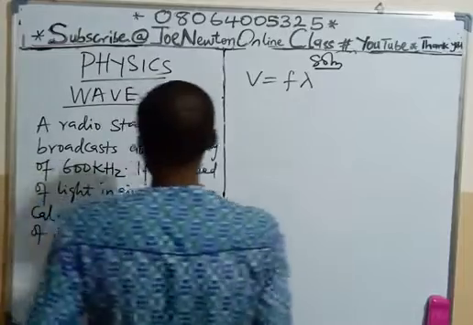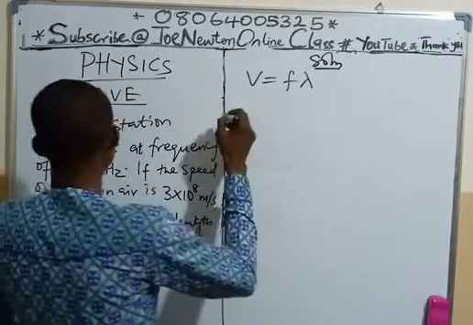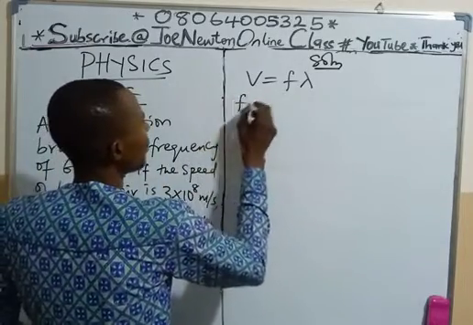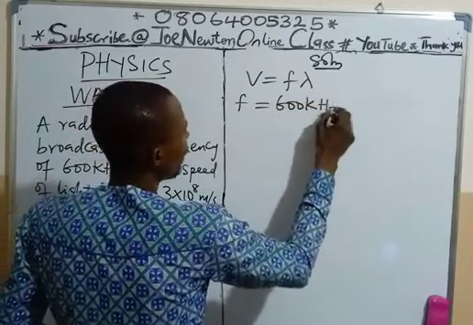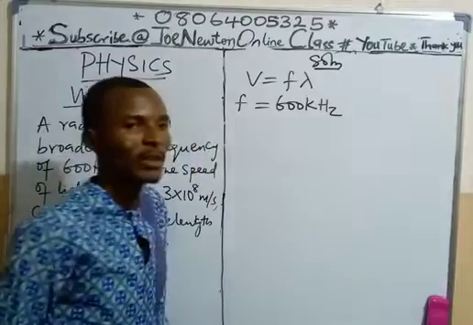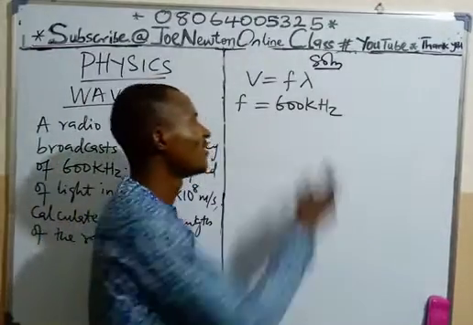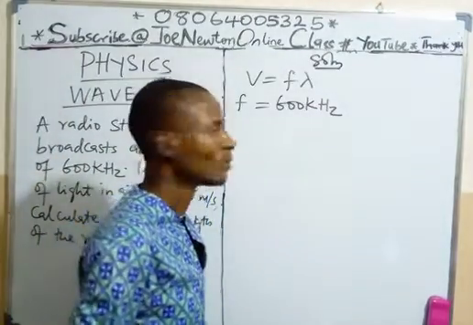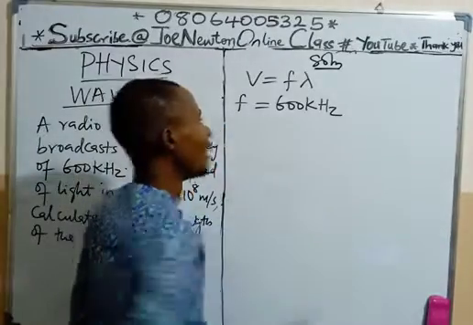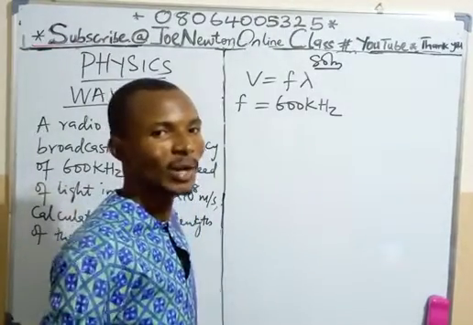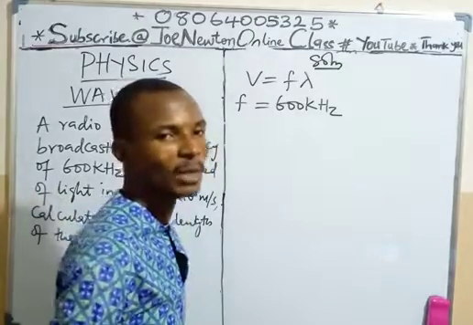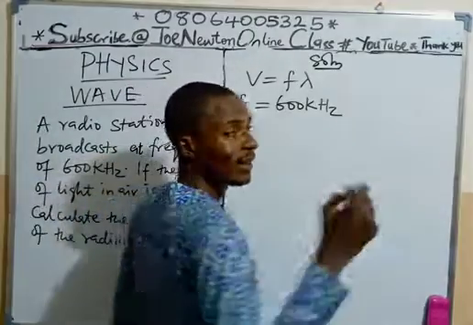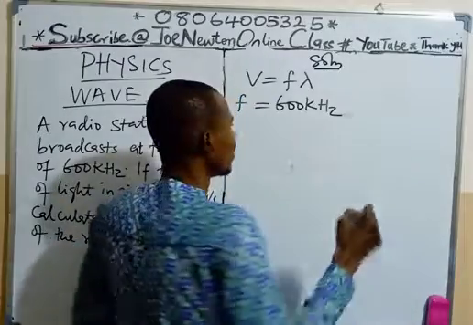Okay, but looking at what we are given, the frequency F is equal to 600 kilohertz, very high frequency. Now, the standard unit for frequency is hertz, but this is in kilohertz. So do not make the mistake of working with it directly. You convert to what? Hertz. Remember that anything kilo is a quantity in thousand. So 1000 hertz is equal to 1 kilohertz.